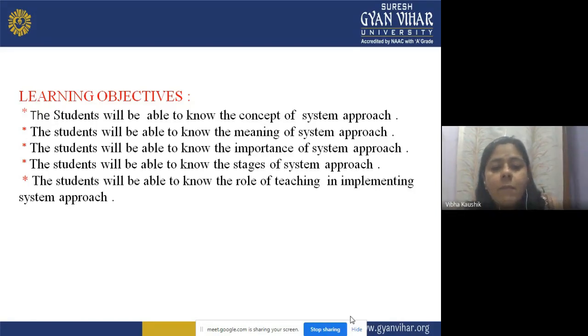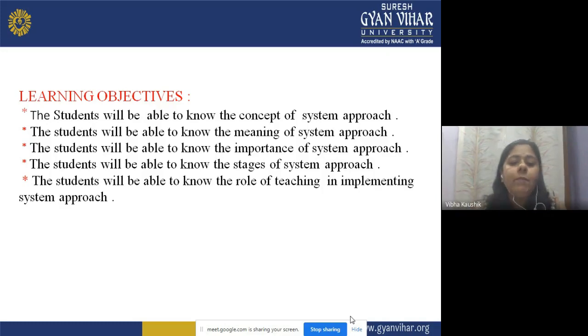The student will be able to know the importance of system approach, why system approach is necessary, as we are saying that system approach is needed for solving the problems and improving the education system. That's why system approach is important.